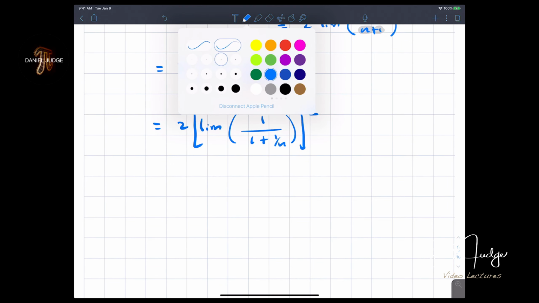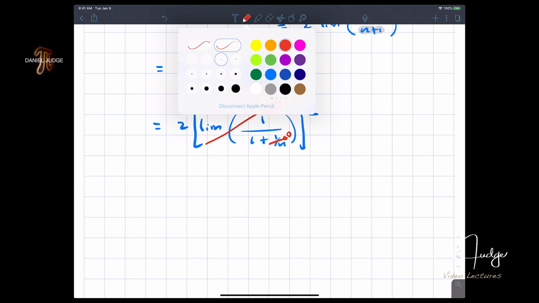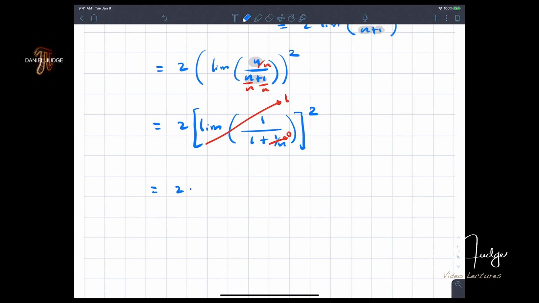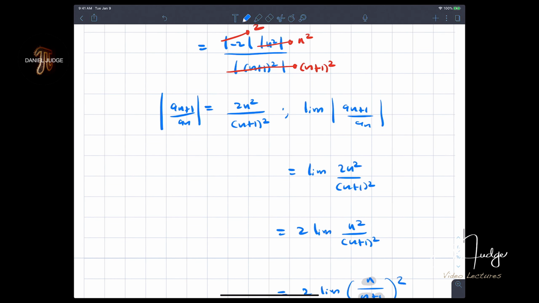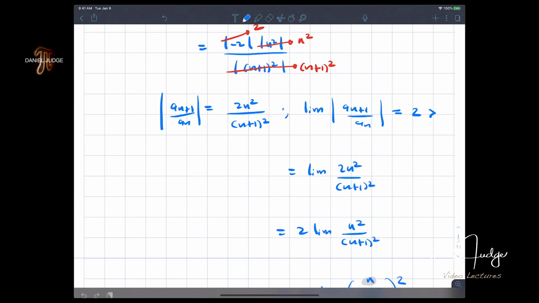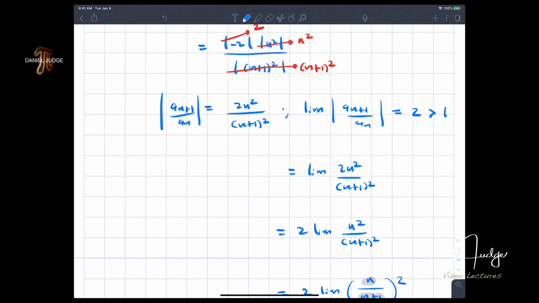Well, you guys know this portion goes to 0, which is really 1 over 1 plus 0, but the limit then we say is 1. And so we get 2 times 1 squared, which is 2 times 1. And ladies and gentlemen, that limit is 2. So this limit here is 2, which is bigger than 1. This is what we want to look at. Limit's 2, bigger than 1.